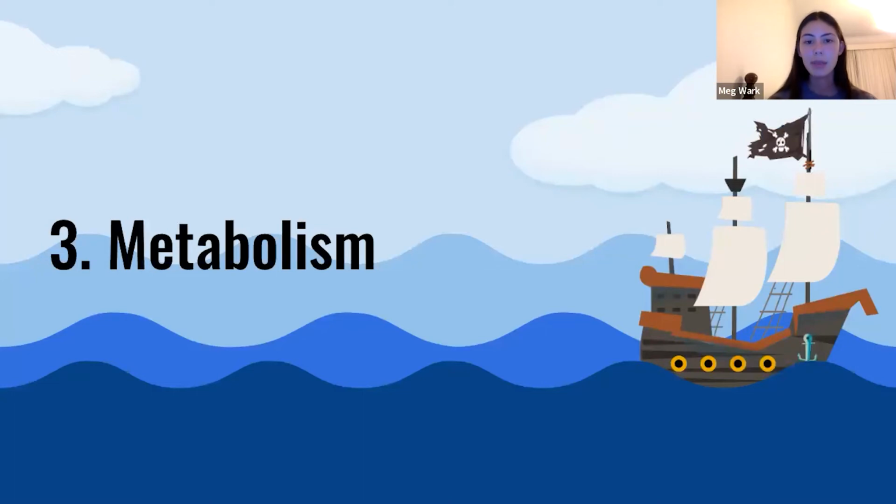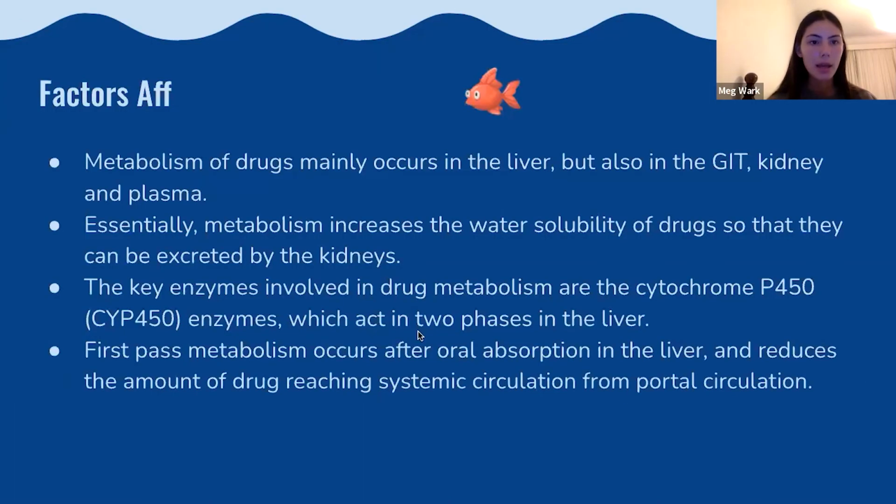Next, we've got metabolism. Sorry, that should say factors affecting metabolism. Metabolism of drugs mainly occurs in the liver, but it also happens in the GIT, the kidney, and the plasma. Essentially, metabolism increases the water solubility of drugs so that they can be excreted by the kidneys. You'll go more in depth into the actual reactions that occur next semester, but the end result of all of these reactions is just to increase the water solubility of these drugs.